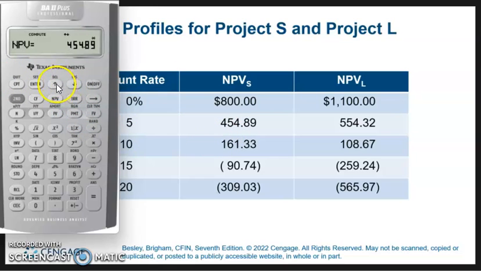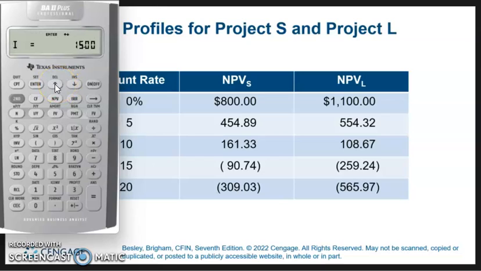$454.89. Then we go back up and change it to 10, enter, and then down and hit compute. We get $161.33. Then if we go back up and change it to 15%, 15, enter, and now down and hit compute. So a loss of $90.74. If your required rate of return is 15%, you would reject Project S.